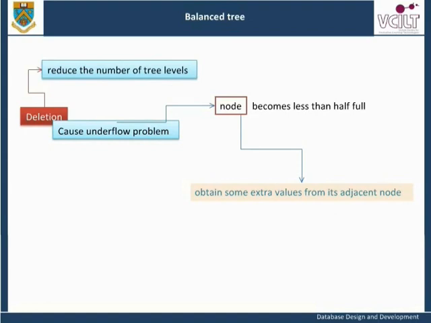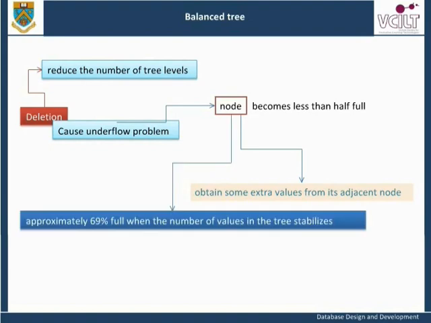It has been shown by analysis and simulation that, after numerous random insertions and deletions on a B-tree, the nodes are approximately 69% full when the number of values in the tree stabilizes. This is also true of B+ trees. If this happens, node splitting and merging will occur rarely, so insertion and deletion become quite efficient. If the number of values increases, the tree will also grow without any serious problem.